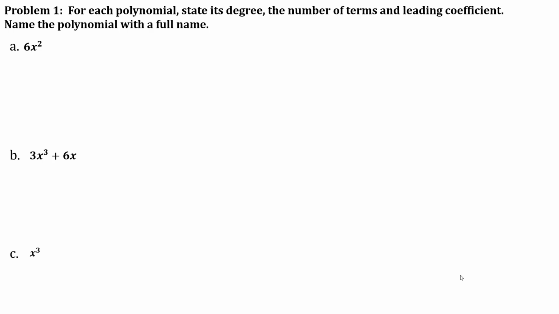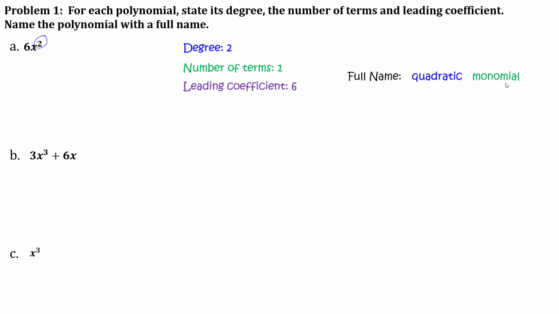So for problem 1, for each polynomial, state its degree, the number of terms, and the leading coefficient. Then name the polynomial with a full name. Okay. So first you have part A equals 6x squared. The degree is 2 because the power on the variable part is 2, the highest power. The number of terms is 1. You just have one term, 6x squared. The leading coefficient is 6. So the degree is 2, which means it's quadratic. Number of terms 1, which means it's monomial. So it's called a quadratic monomial.